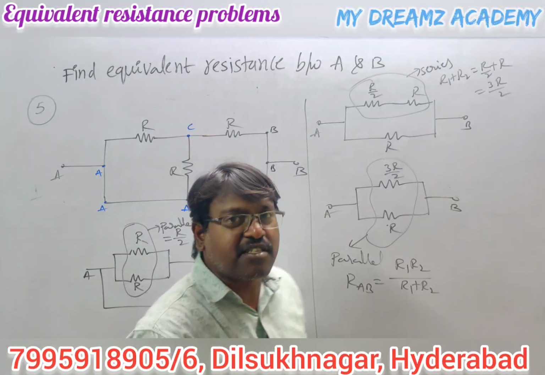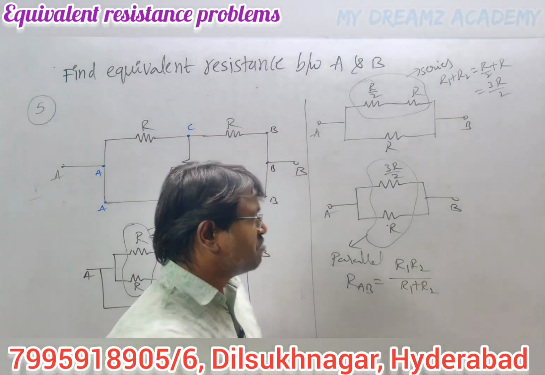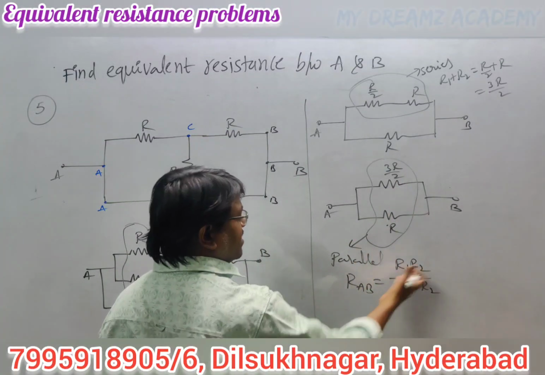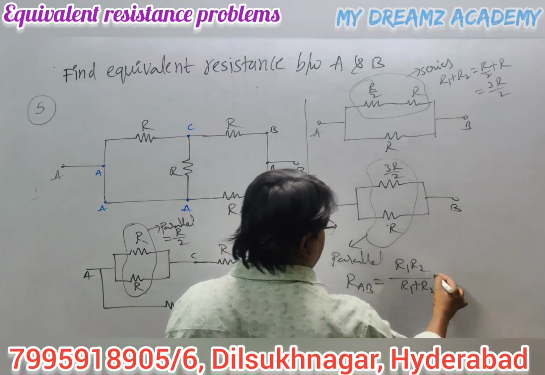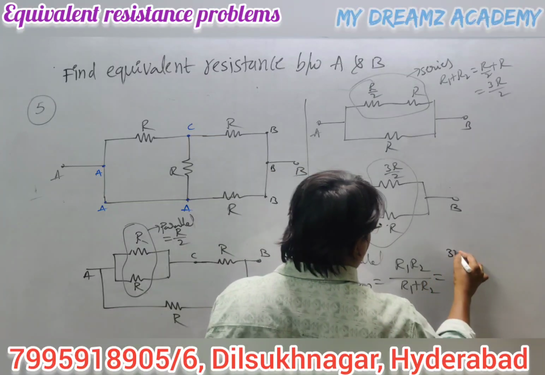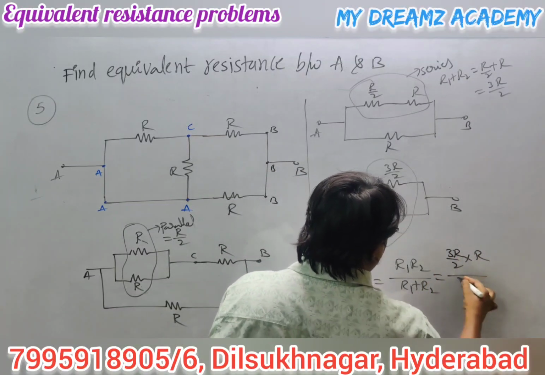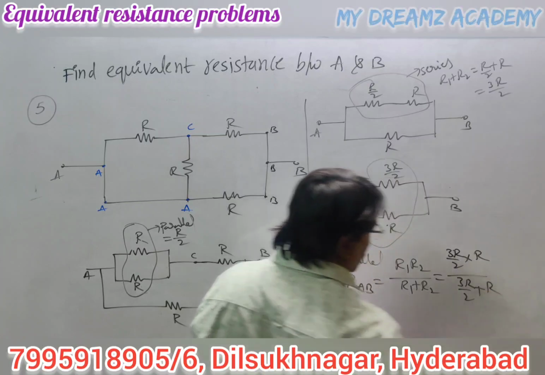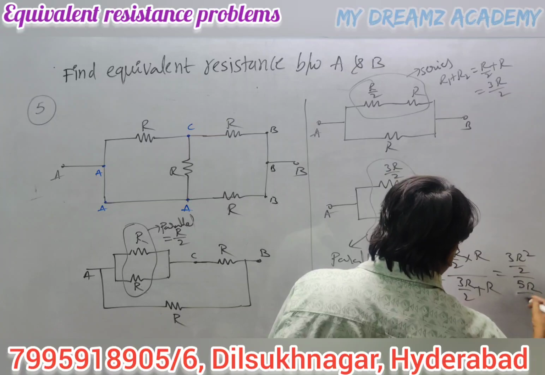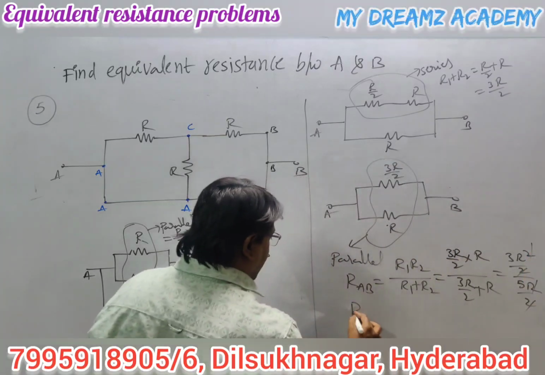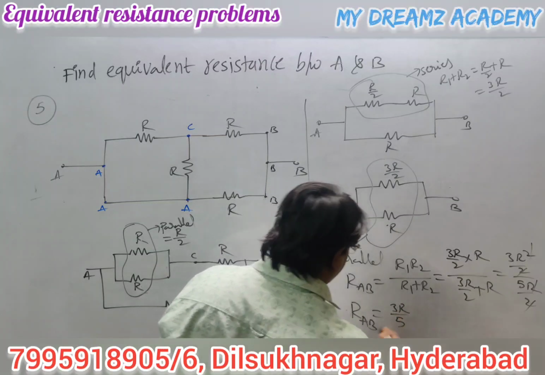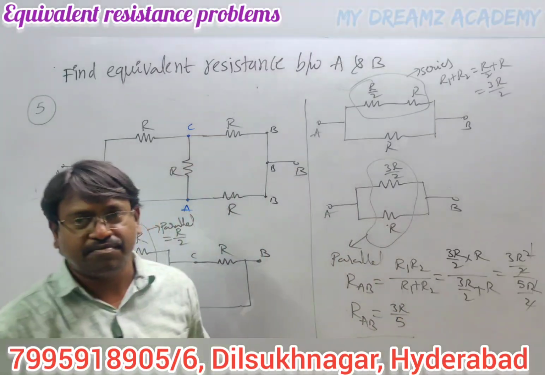If they are equal, identical resistors, we can write R by N, but they are different. When two resistors are connected in parallel, the equivalent resistance is R1 R2 by R1 plus R2. One is considered R1 and another one is considered R2. So 3R by 2 into R by 3R by 2 plus R. How much will we get? 3R square by 2 by 5R by 2, the 2 cancels, one R cancels. R_AB, the equivalent resistance between A and B, is 3R by 5. So that is the equivalent resistance.